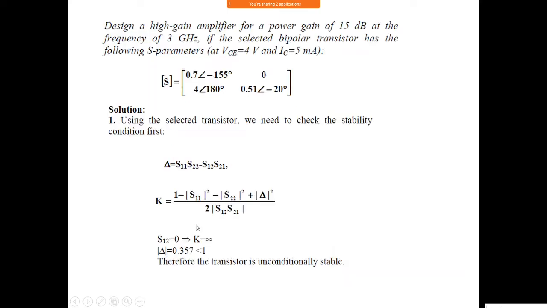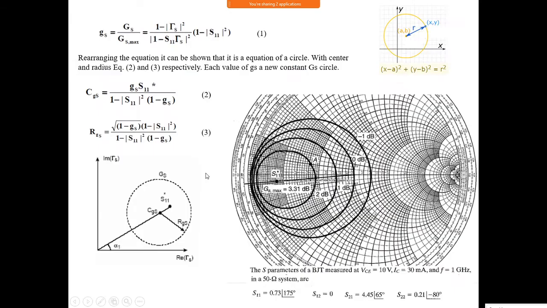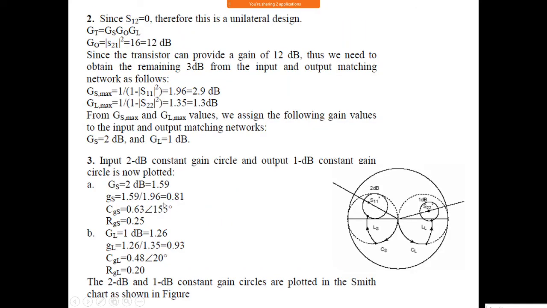These two values come from the equations I have given here, the center of the circle and the radius of the circle. Using these two equations, your CGS and RGS, that is the center, of this 2 dB circle. I want a 2 dB gain, so I have to draw this circle. I have to find the center of the circle and the radius of the circle. So these two values are here. See here, CGS is equal to 0.63.